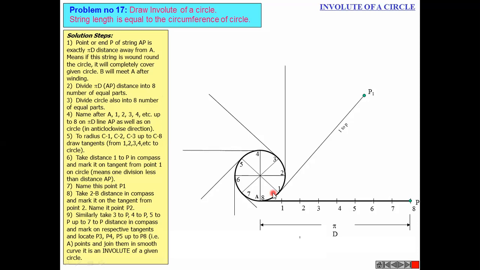So the first step was to draw a circle of given dimension, then divide it into 8 equal parts, give them names, then open that circle into a horizontal line, and again divide that horizontal line into equal parts. Then from each point on the circle, draw a tangent to that circle like this.